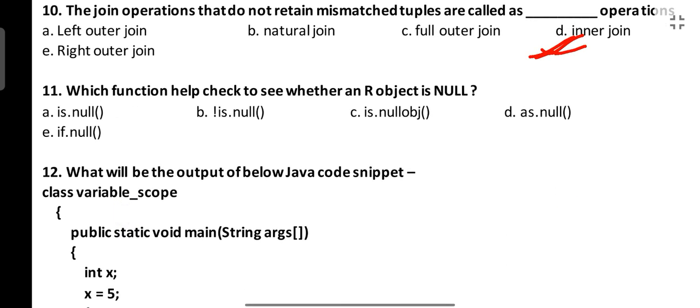Next is, which function helps check whether an R object is null? So the function is is.null. Option A is the correct answer. And what does this function do? The not symbol is there for checking if the object is not null, and then is.null. So for not null this is used, and to check if the object is null or not, the is.null function is used.